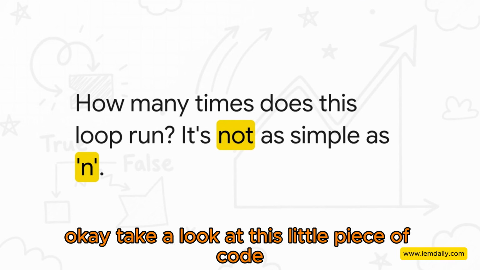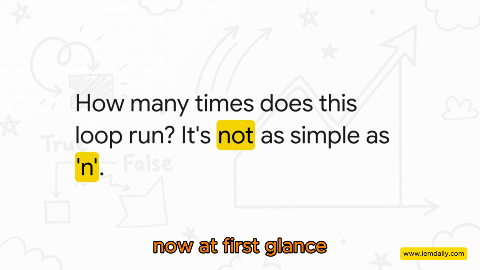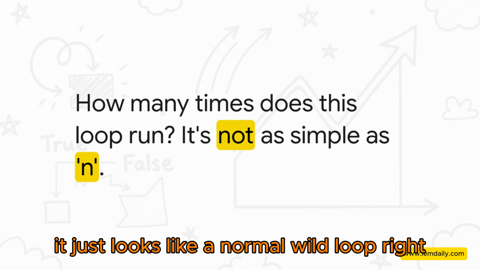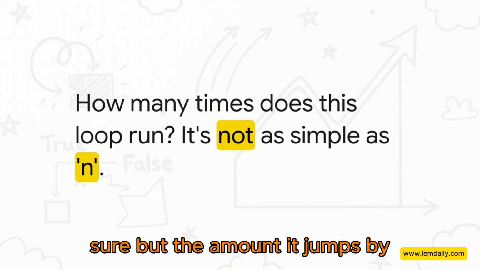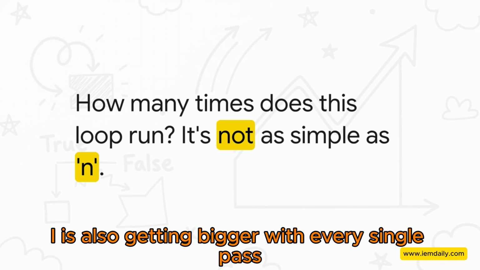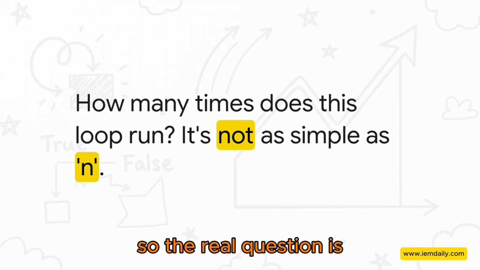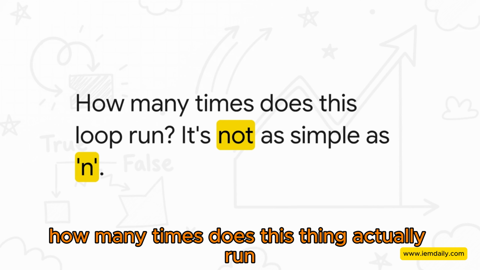Okay, take a look at this little piece of code. Now, at first glance, it just looks like a normal while loop, right? But check this out. The variable k is getting bigger, sure, but the amount it jumps by, i, is also getting bigger with every single pass. So the real question is, how many times does this thing actually run?